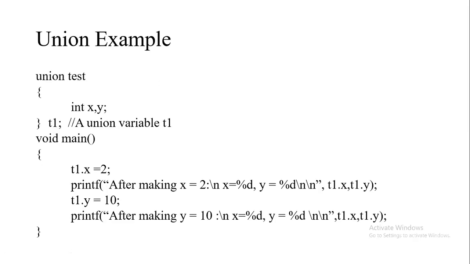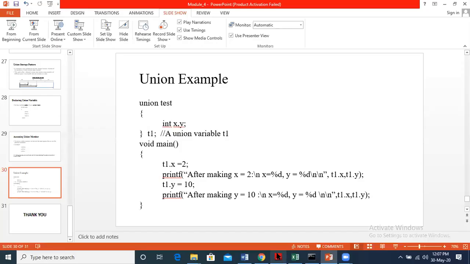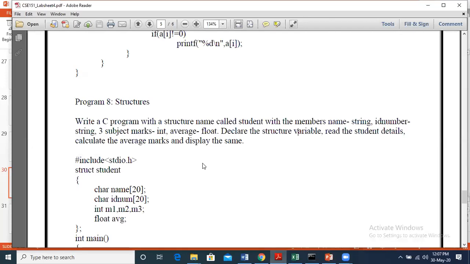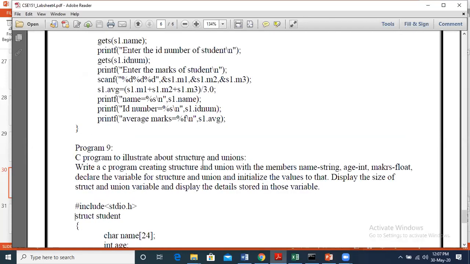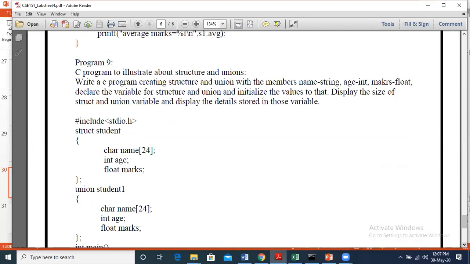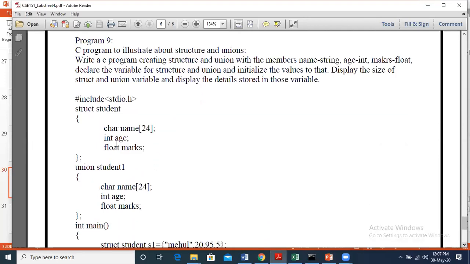Okay, so let's go to the lab sheet. So we have one program. So what is this program? Program 9. Right. So program to illustrate structure and union. We are taking the same example here. Okay, for the string, name, age, and marks. So here we are taking only 1 marks for a student.